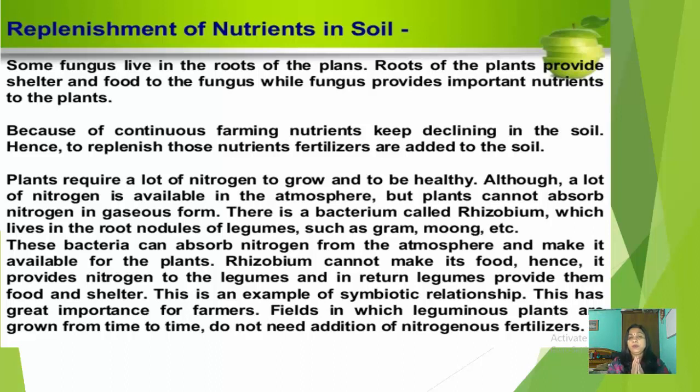Rhizobium cannot make its food. Why? Because it is a bacterium, non-green, it cannot photosynthesize. So what happens? It provides nitrogen to the legumes, the plants in which it is residing or living, and in return the plant provides it food and shelter. So this is also an example of symbiotic relationship, and this has a great importance for farmers. Fields in which leguminous plants are grown from time to time do not need addition of nitrogenous fertilizers.